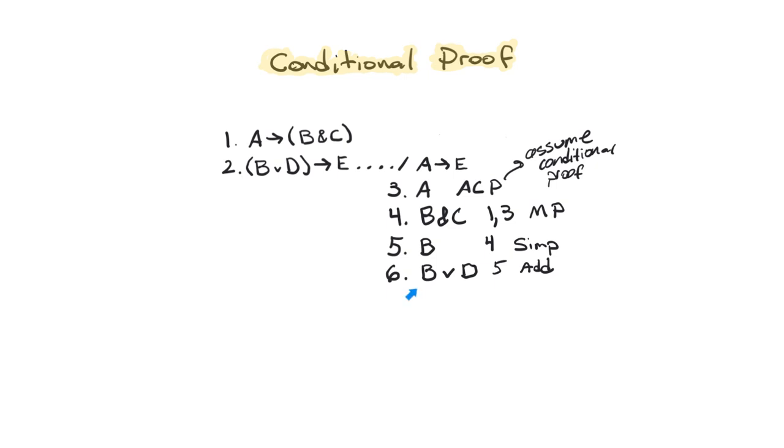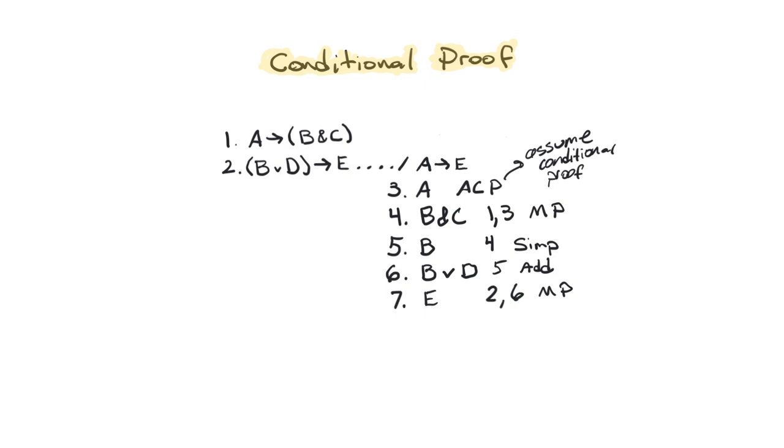Now look what we have. Here's the antecedent of the premise in line 2, B or D. If B or D, then E. So now we can use the modus ponens rule to derive E, and that looks like this. So we'll justify this through lines 2 and 6, modus ponens.